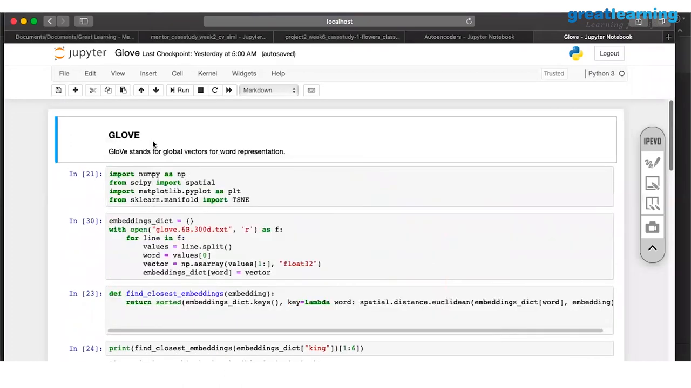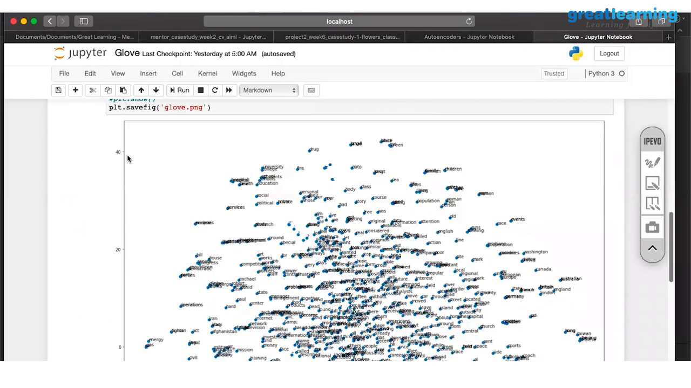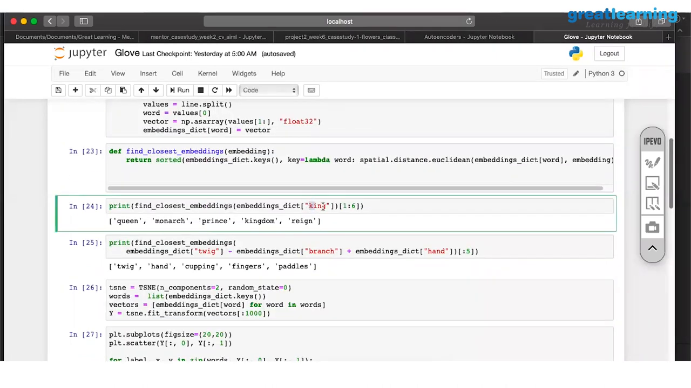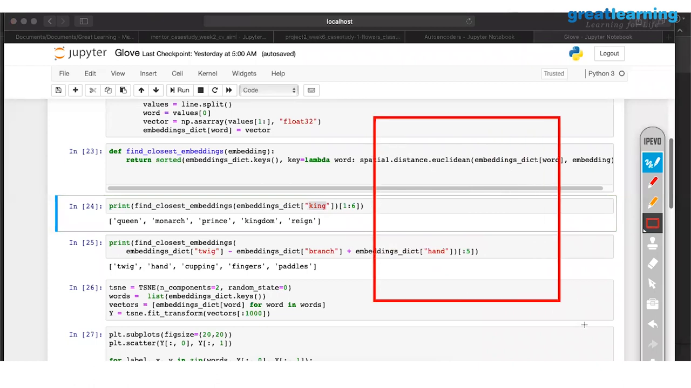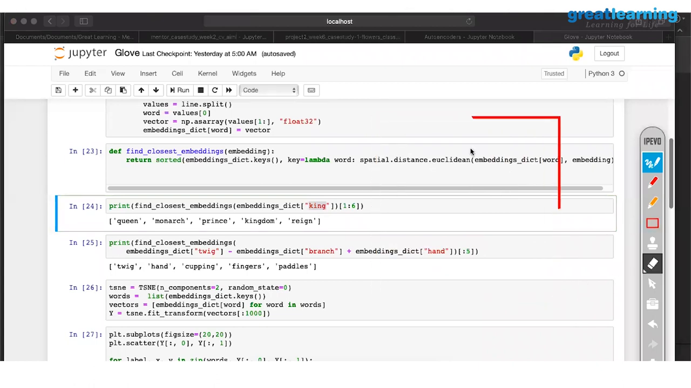GloVe. GloVe is the way you used VGG and all in CV. In NLP, we can say it's a ready-made network. This is called Global Vectors, basically, and it is developed by Stanford University. Now, what I will show you is, what if I want to predict the nearest encodings to king? From our corpus, if you remember what a corpus is, I showed you our chatbot. A corpus is a set of huge data available to train your model. Okay.